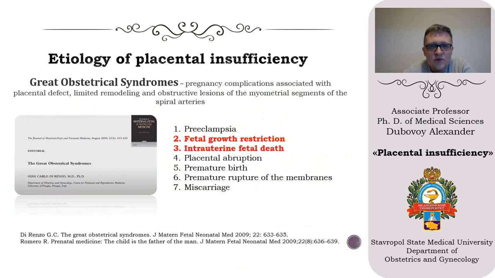In the lecture on preeclampsia, we have already talked about great obstetrical syndromes. Great obstetrical syndromes are pregnancy complications associated with placental defects, limited remodeling, and obstructive lesions of the myometrial segment of the spiral arteries. Such manifestations of placental insufficiency as fetal growth restriction and intrauterine fetal death refer to great obstetrical syndromes.